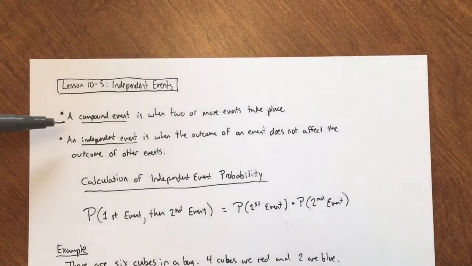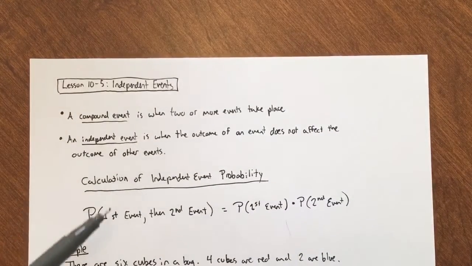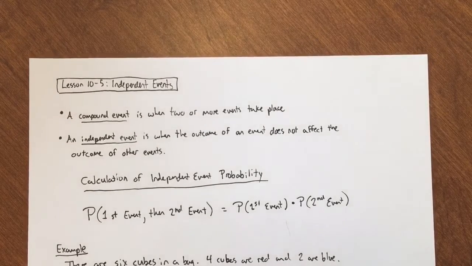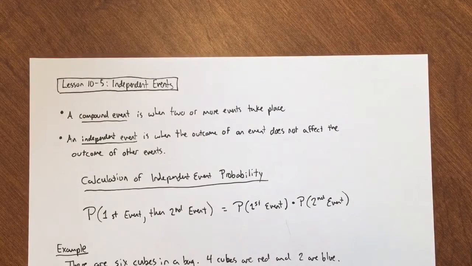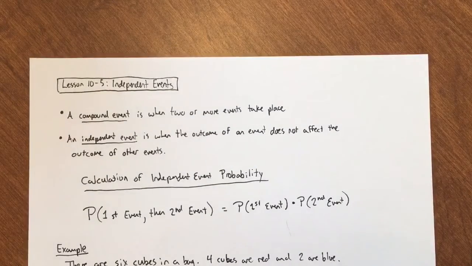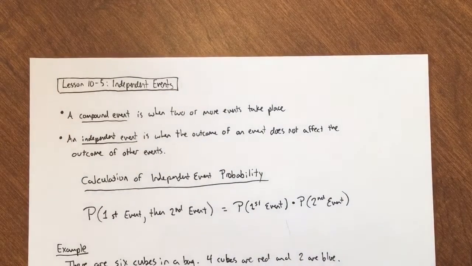The first term is a compound event. Basically, a compound event is when two or more events take place. A good example of that would be, let's suppose that you've got a set of dice and then you roll it 3 times. That would be an example of a compound event because you're doing 3 different rolls, and so those are 3 different events that are happening.